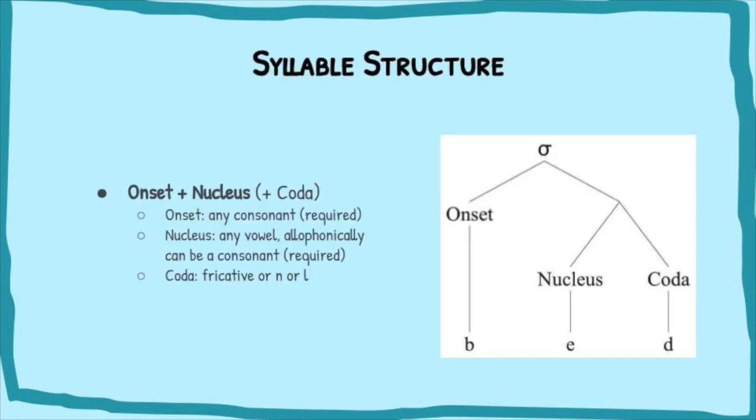Each syllable consists of 3 parts: the onset consonant, the nucleus, typically a vowel, and an optional coda. The onset can be any consonant. If a word appears to not start with a consonant, the onset is likely a semi-vowel like y and w, or a glottal stop. The nucleus is typically a vowel, but can allophonically be a syllabic consonant. This will be discussed later. The optional coda could be na, la, or any fricative.